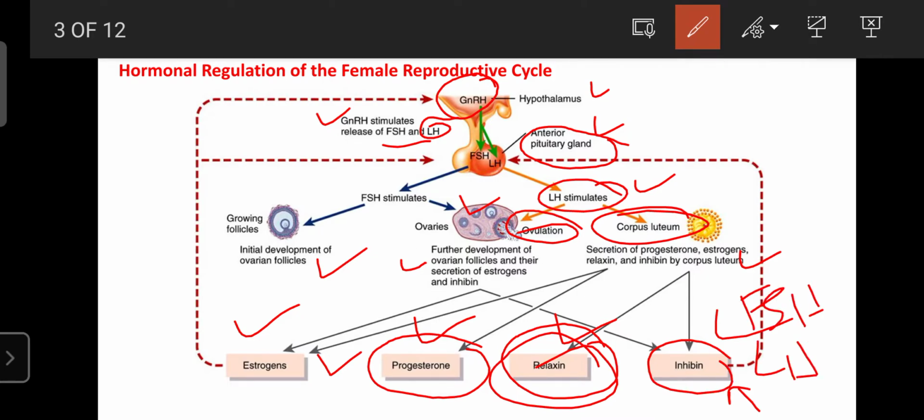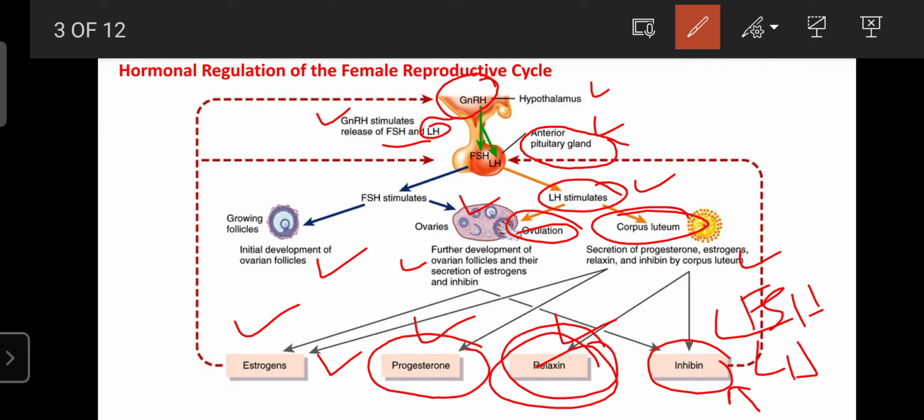This decrease of FSH and LH is required to avoid further ovulation during pregnancy. That is the work of inhibin. Inhibin inhibits the release of FSH and LH, and without FSH and LH, ovulation does not occur. So in pregnancy, inhibin also plays an important role in the female reproductive system.